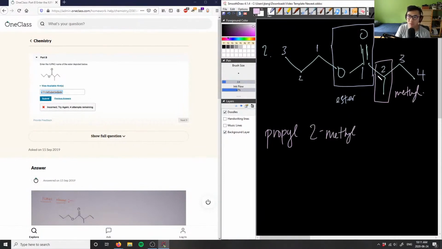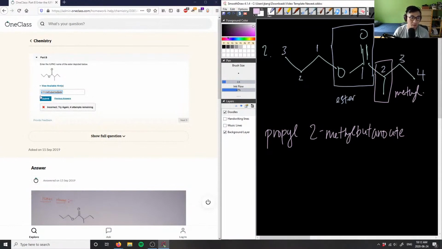So we have 2-methyl. Then we have 1, 2, 3, 4. The prefix for 4 is but, for butane. We have all single bonds, so it's AN. And then finally the ending for the ester is OATE. So we have propyl, 2-methyl, but, an, oate. And this here is our IUPAC name for this answer.